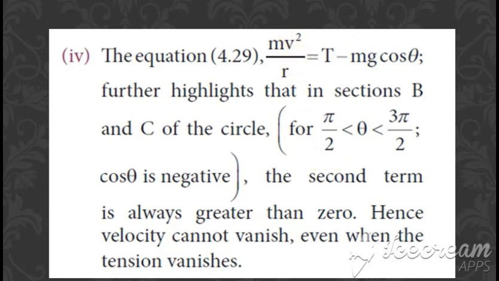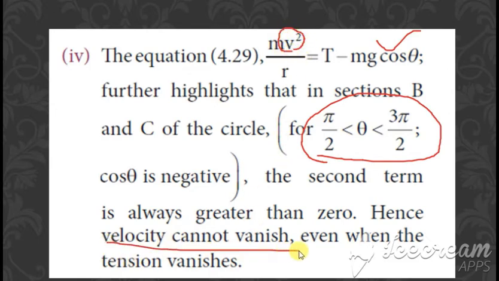இதுல நம்ம எடுத்துக்க போற கண்டிஷன் என்னன்னா theta is equal to pi by 2 to 3 pi by 2 அப்படின்ற term. இதுலயும் the second term is always greater than 0. So if second term is greater than 0, here we are going to consider as velocity. So we can say that the velocity cannot vanish even when the tension vanishes. அதுல என்ன சொன்னோம், tension cannot vanish even when the velocity vanishes அப்படின்னு சொல்லிட்டு. Okay, so this is the third and the fourth point.